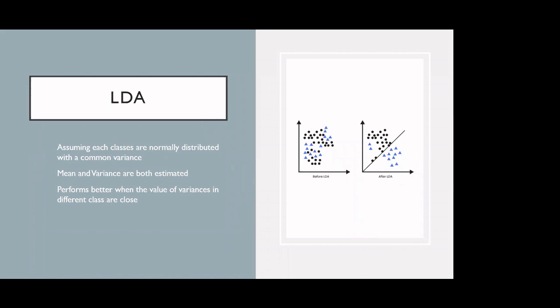And let's begin with the first method, LDA. We assume the variance of each class is the same, and the means and the variance are both estimated. And we can see the graph. We're using LDA to reduce the 2-dimensional graph into a one-dimensional graph, where we create a new axis. And after creating the new axis, we'll project each data point onto the new axis.